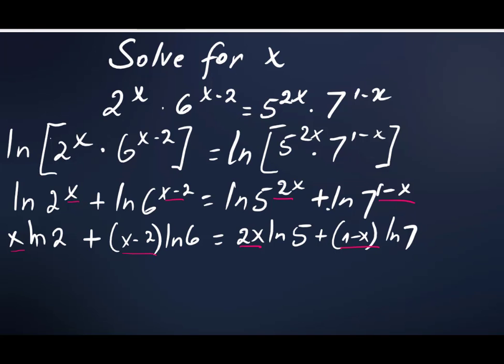Again, when we come here, another rule for the logs, we know that natural log of 2 to the power of x is equal to x times natural log of 2. So we apply the same for all of them. So we get x times natural log of 2 plus x minus 2 times natural log of 6 is equal to 2x times natural log of 5 plus 1 minus x times natural log of 7.